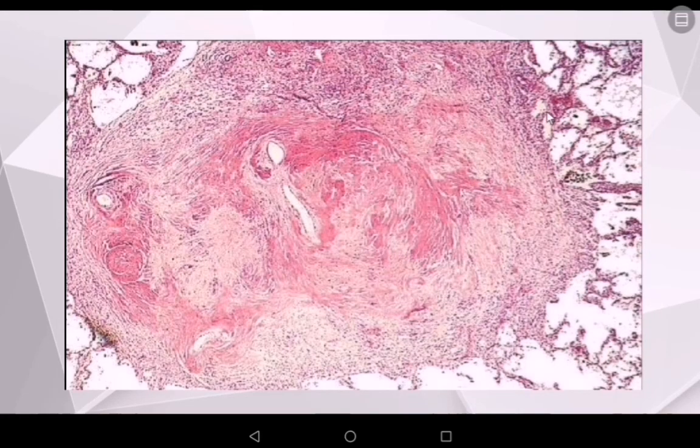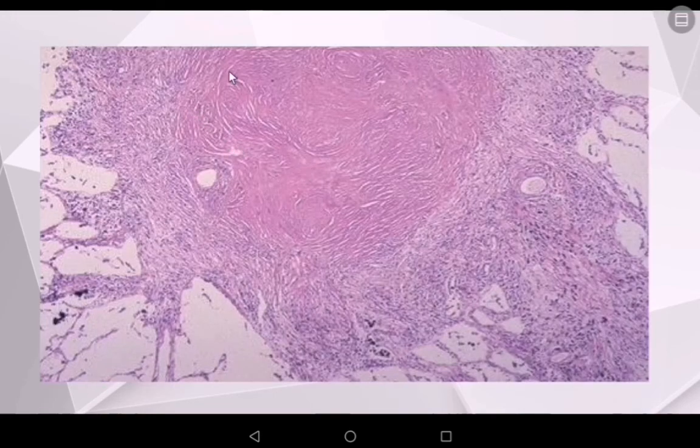Looking at the histological picture, you can see massive fibrosis here and there, and also deposition of silica particles. And this is a fine example of the nodule as seen in silicosis. In this nodule, you can see massive fibrosis.